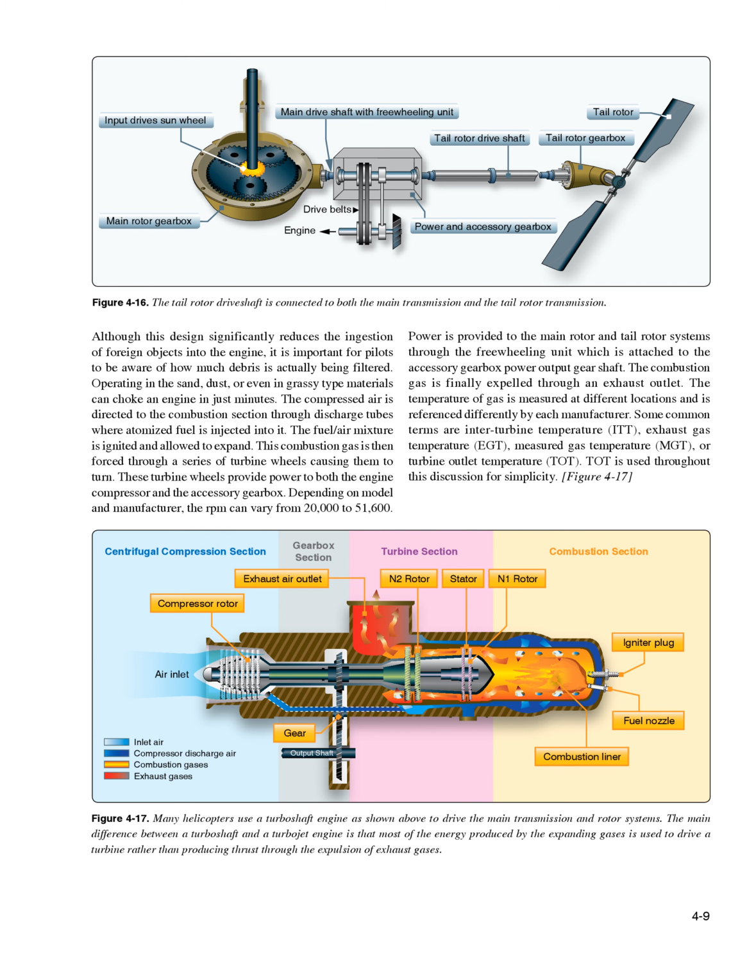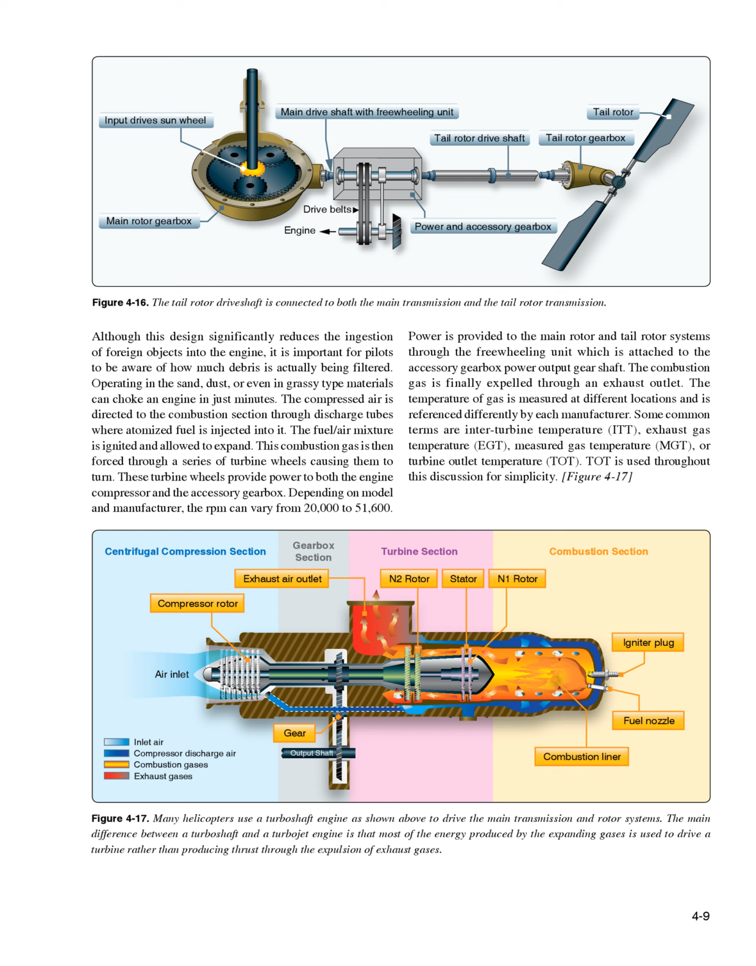Turbine rather than producing thrust through the expulsion of exhaust gases, power is provided to the main rotor and tail rotor systems through the freewheeling unit, which is attached to the accessory gearbox power output gearshaft. The combustion gas is finally expelled through an exhaust outlet.